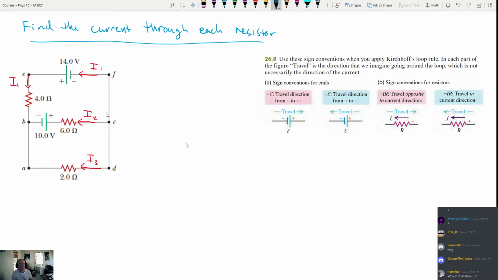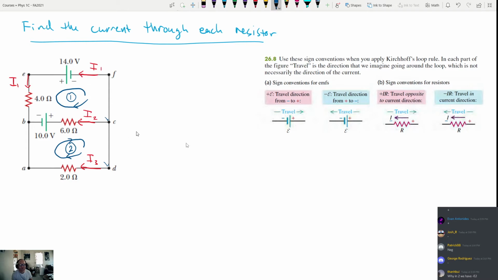So here's what I want you all to do. We're going to do 2 loop rules. We're going to draw a loop, and I'm going to tell you what the direction of the loop is going to be. We're going to do counterclockwise for both of them. This is going to be loop number 1, and we'll do a loop down here that we're going to call loop number 2. For loop number 1, start at point C, and for loop number 2, start at point D, and then do your loops like that.